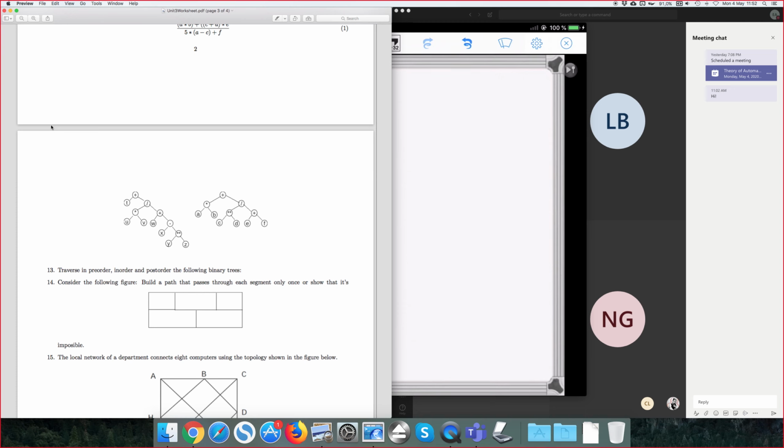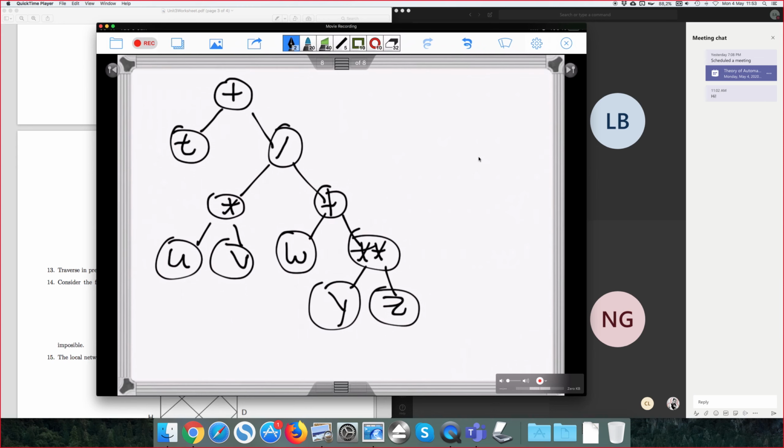This is T divided by U times V, and then plus W power Y and Z. So let me do the pre-order, in-order, and post-order traversals of these.